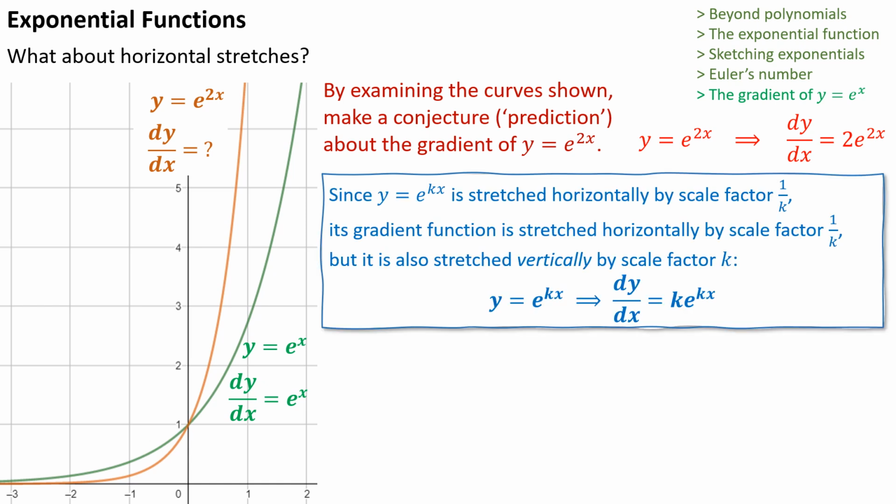This is a really important result. So although you may not want to try to memorize it in terms of horizontal scale factor 1 over k stretch and vertical scale factor k, probably the best way to learn it is in its algebraic form. Y equals e to the kx differentiates to give k times e to the kx. It's one that's really worth thinking carefully about and committing to memory, because it looks just enough like what you've done with things like y equals x to the n that you're going to get confused by it, and yet it is fundamentally different to y equals x to the n.